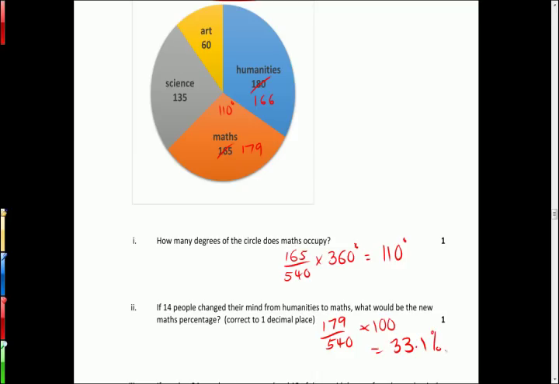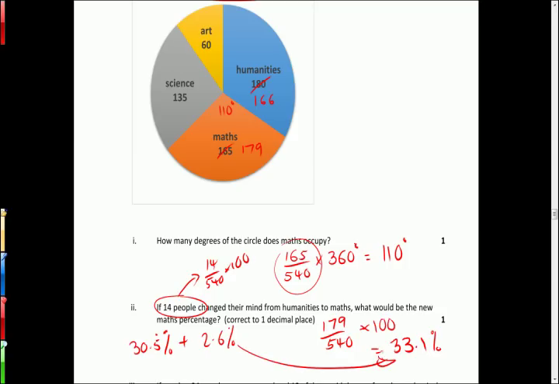Okay, what I was going to say for the other method was we could have calculated the old maths percent, which was this times 100, 165 divided by 540, so that was 30.5 repeater percent, and then say, well, let's add a new percent to it. If 14 people change their mind, what percent is that? Well, 14 out of 540 times 100, which is 14 divided by 540 times 100, which is 2.6%. I've just rounded there, and if we add them up, it'll become this.